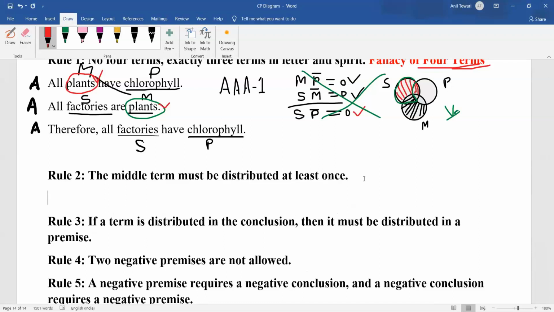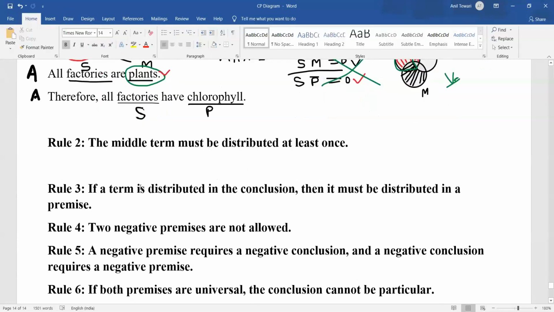I proposition distributes no term, and O proposition distributes the predicate term, right? So that is the status of distribution in all four propositions. Rule 2 says that the middle term must be distributed at least once. There are two occurrences of the middle term, and the requirement is that it must be distributed at least once.